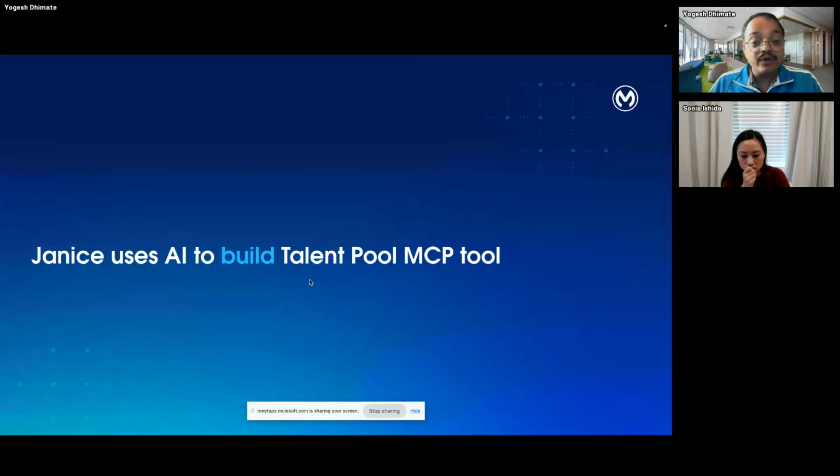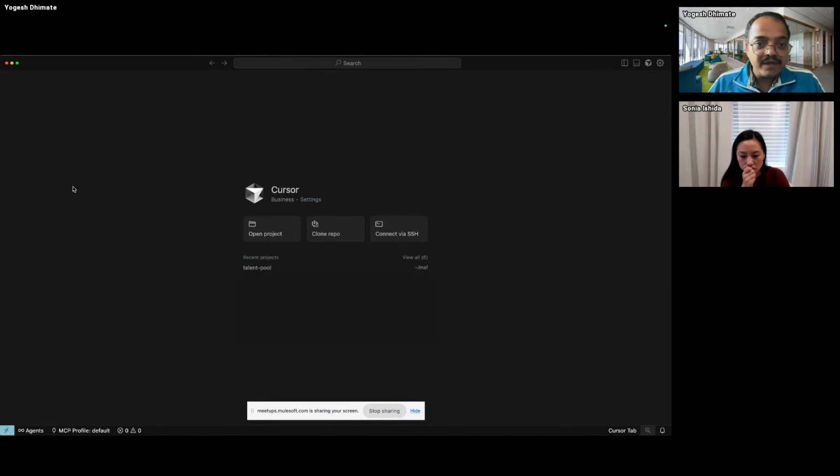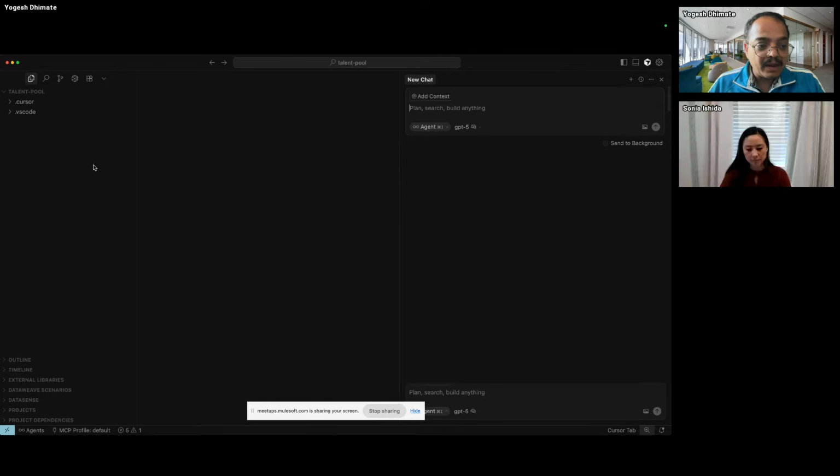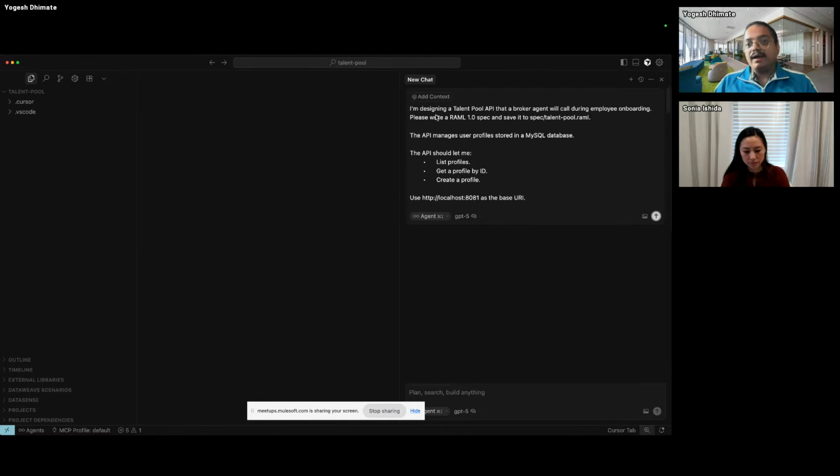So she's going to use Cursor with MuleSoft's MCP server to build this talent pool MCP tool. She spins up Cursor and tells Cursor that she wants to design a talent pool API that a broker agent will call during employee onboarding. She asks Cursor to write an API specification using RAML and tells Cursor that the API should let her list profiles, get a profile by ID, and create a profile. And ultimately, she's going to use these tools in the employee onboarding process.